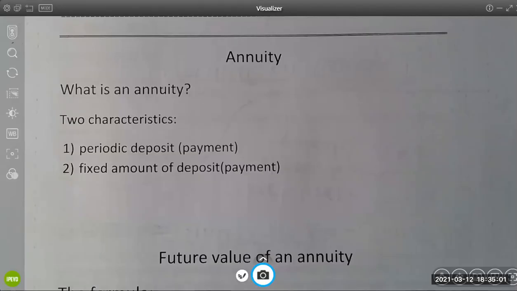Hi everyone. In this video, we are going to look at annuity. First of all, what is an annuity? We can identify an annuity by looking for these two characteristics.